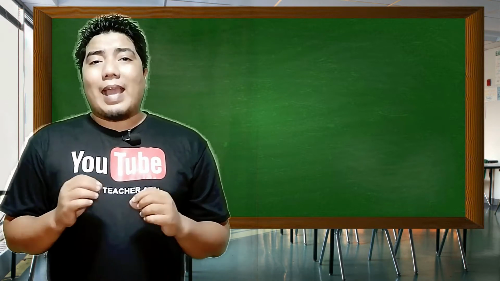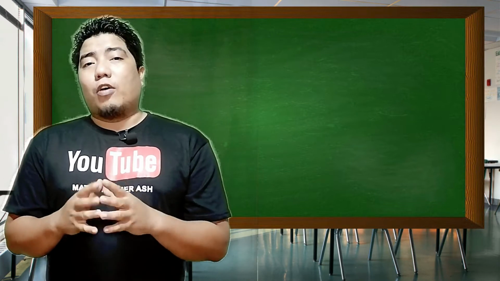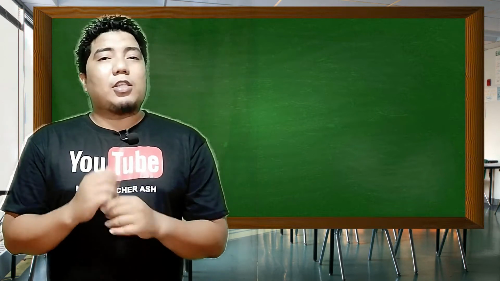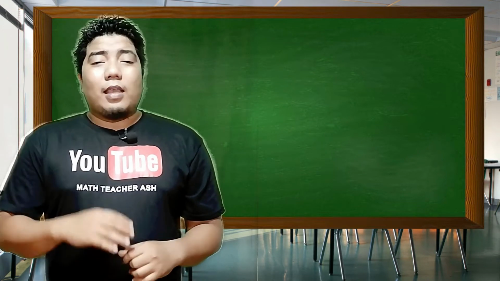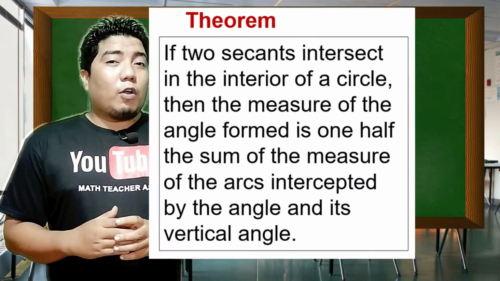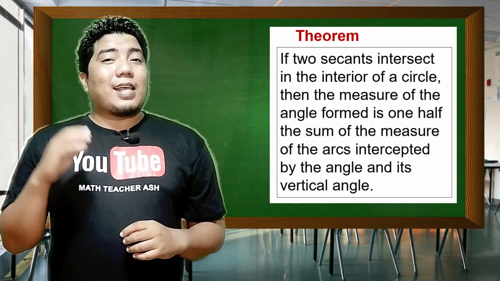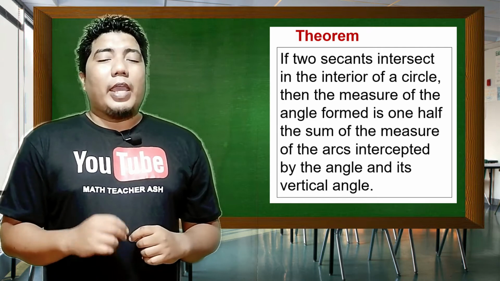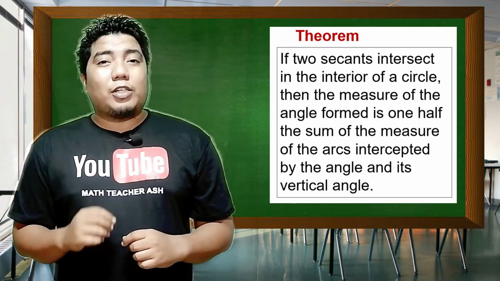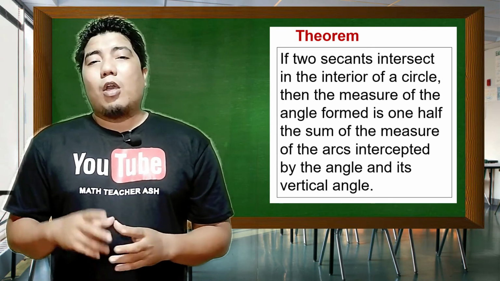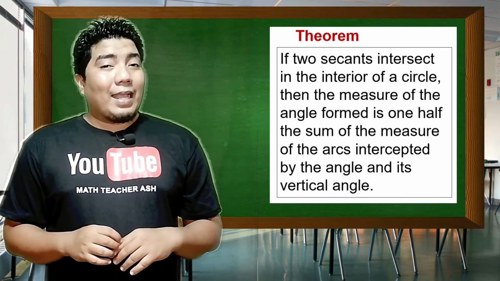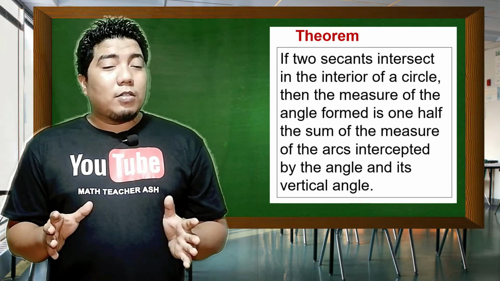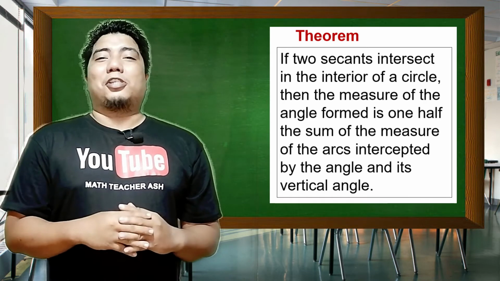Now, let us go to the third scenario. The third scenario will happen in the interior of the circle, meaning that the intersection will happen inside the circle. Now, how do we get the value of the angle formed? What you will do is you just add the 2 intercepted arcs and then divide it by 2. In theorem, if 2 secants intersect in the interior of the circle, then the measure of the angle formed is equal to 1/2 the sum of the 2 intercepted arcs.